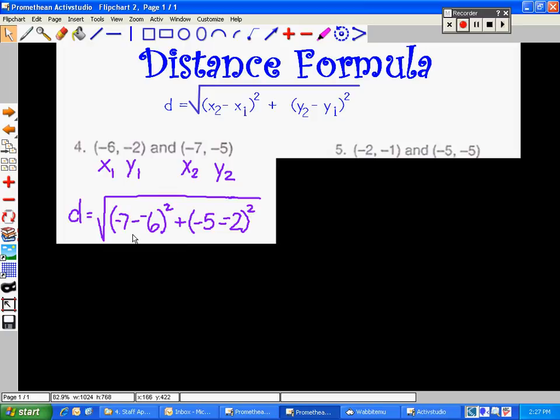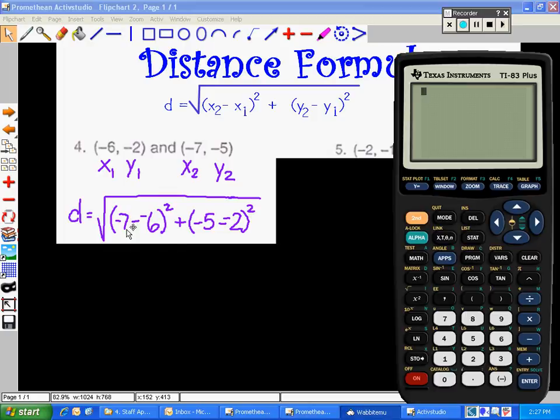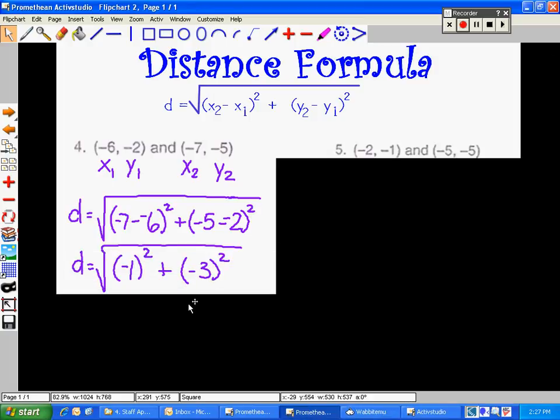I then plug into my calculator. I'm going to plug in inside parentheses. So I take -7 minus -6, and I get -1. Now let me simplify this term. -5 minus -2, I get -3. It's very important to keep these in parentheses. So I plug in these numbers, -1 squared plus -3 squared.